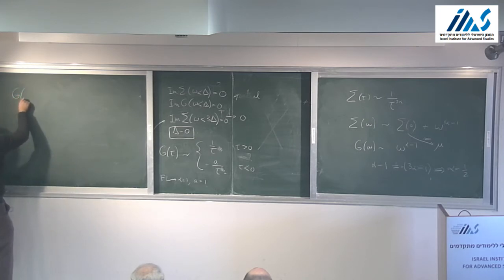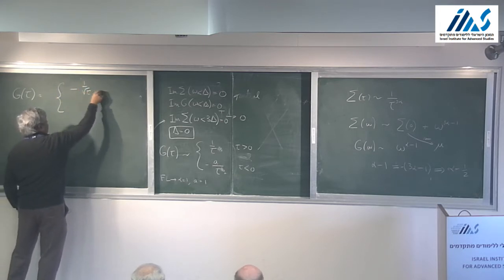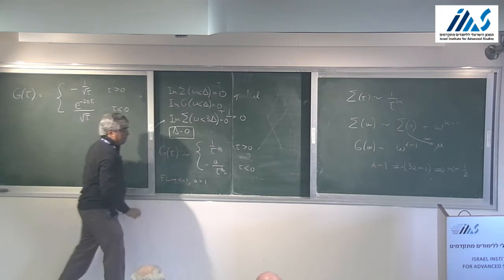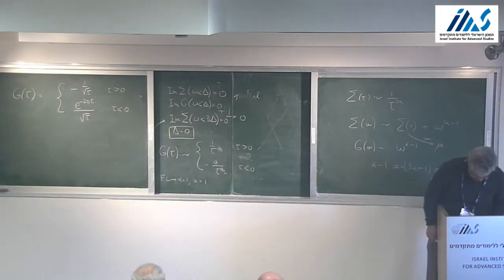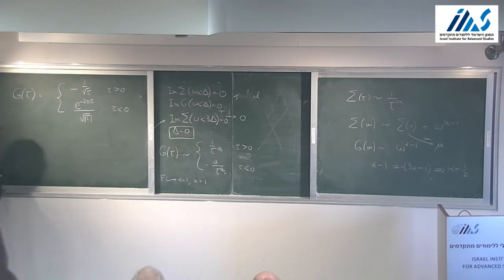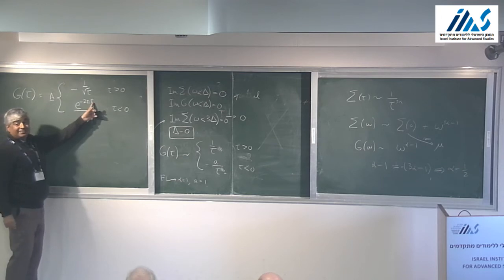So G of tau is equal to, it turns out, minus 1 over square root of tau for tau greater than 0. And I'm going to write it as e to the minus 2 pi E over square root of mod tau for tau less than 0. Yes, okay. This should be mod tau here. All right, so my claim, which is easy to verify, just a bunch of Fourier transforms, is that the most general solution to these equations in the low frequency or long time limit is of this form. There's an overall prefactor which is actually fixed. You can determine the prefactor, but this constant E is not determined.